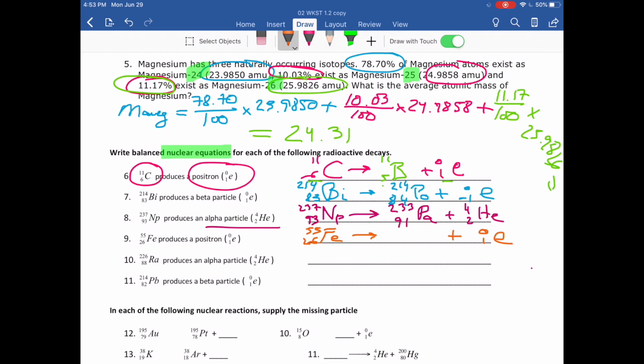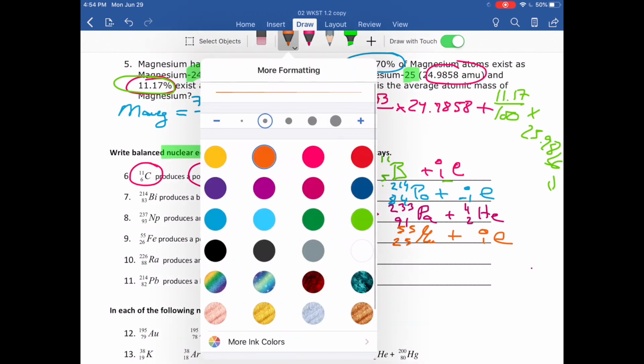Okay, so now what atomic number plus 1 equals 26? 25. I go to the periodic table and I find the element that has 25 as the atomic number, and that's going to be Mn, manganese. So now, what mass number plus 0 equals 55? 55. So 55 is going to be the mass number for manganese. Next one.